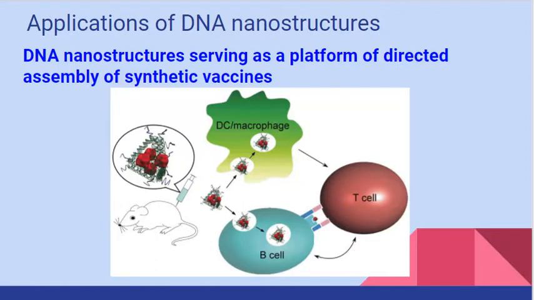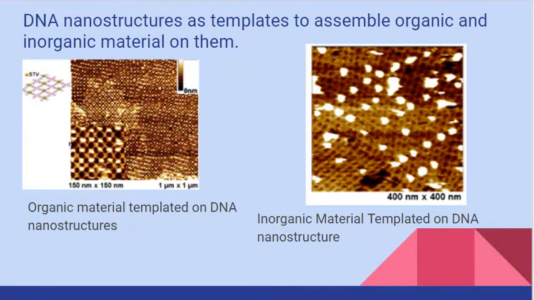It is seen that co-localization of antigens and adjuvants inside the same APCs can amplify antigen presentation and T cell activation. At last, activated cells assist in differentiation of antigen-specific B cells and creation of antibodies which are specific to the target antigen. Now, DNA nanostructures as templates to assemble organic and inorganic material on them.